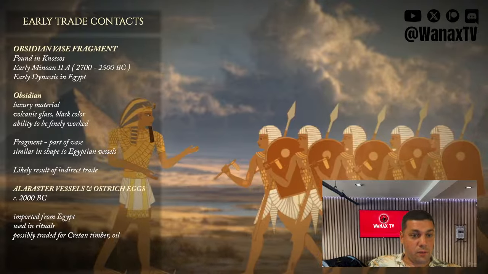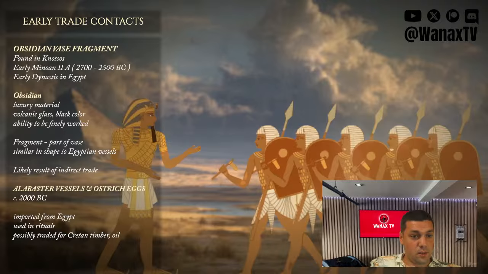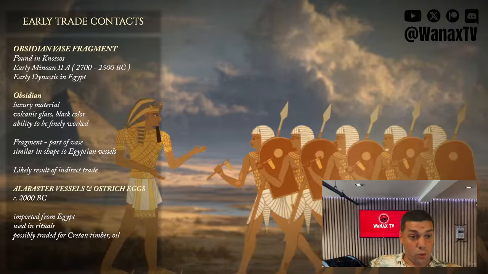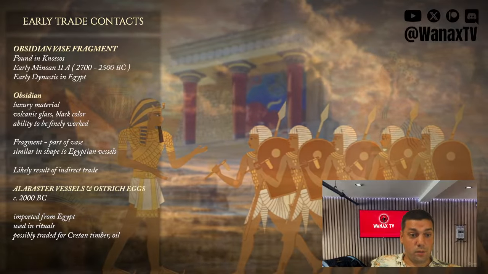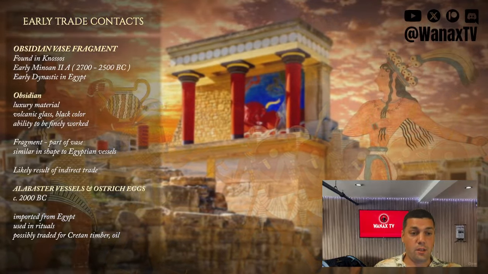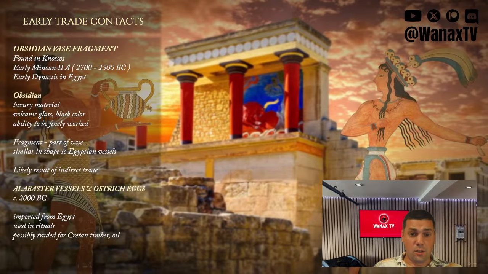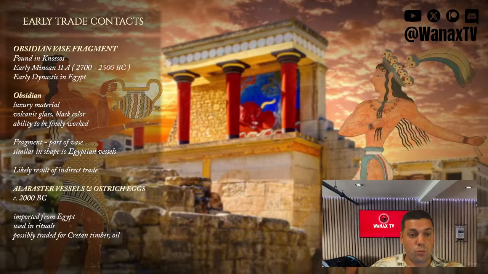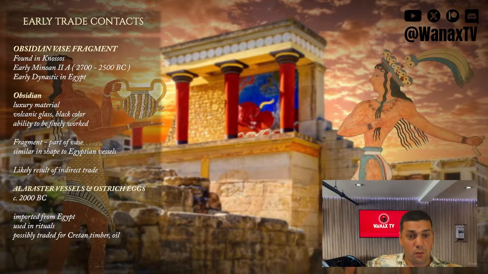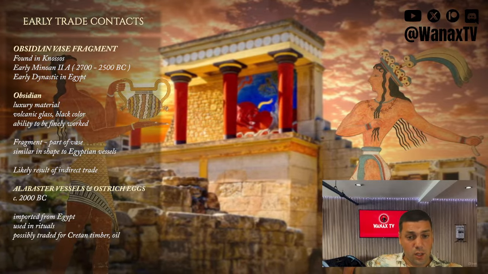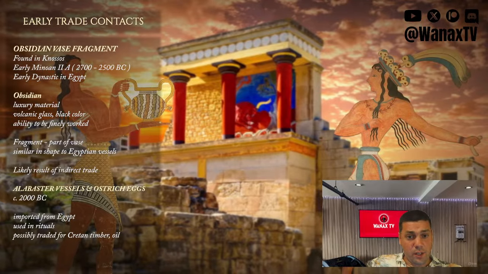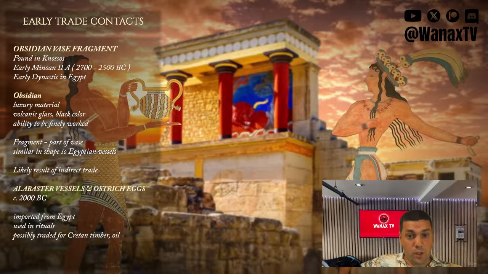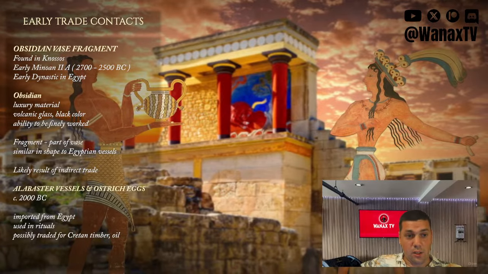We have alabaster vessels and ostrich eggs dated to about 2000 BC. They're imported from Egypt. So now we're already talking about the early peak period of their relations. We're not talking about indirect trade anymore. We're talking about direct trade between the Minoan civilization and the Egyptians.